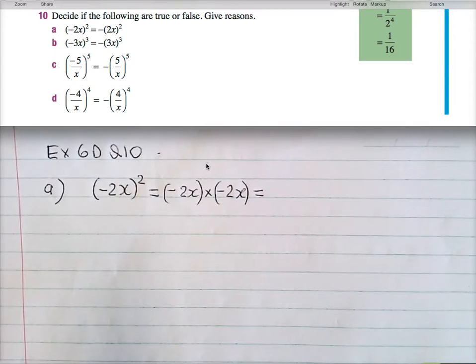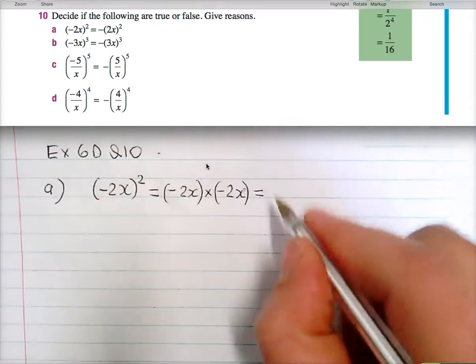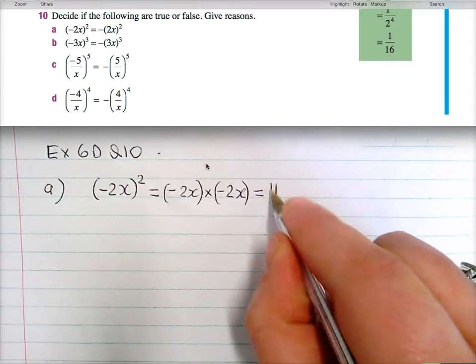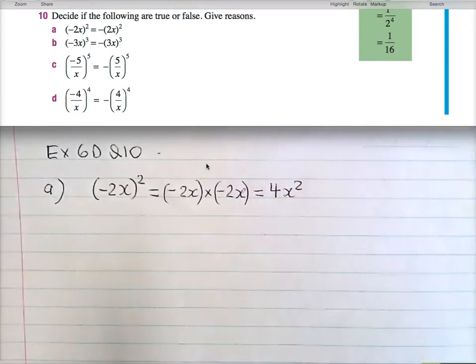What does that equal, girls? A negative times a negative. Girls, what's a negative times a negative? And 2 times 2 is 4. X times x is x squared. So that's what negative 2x all squared is.